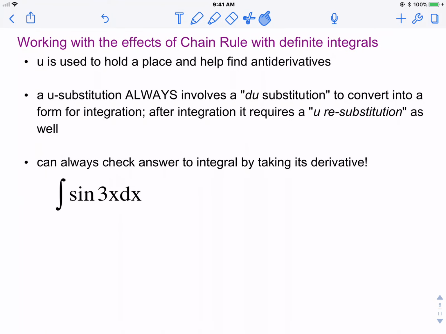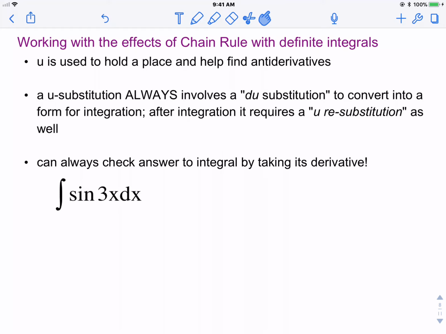So chain rule. We've mostly done things where chain rule has not been an issue, or we've practiced and dabbed a little bit into it. And what we want to do is use some u substitution the way we did when we first learned chain rule to handle nested or embedded functions. So we're going to use u to hold a place and to help us find the antiderivatives.